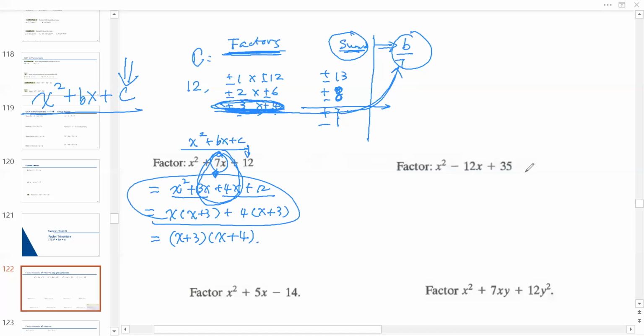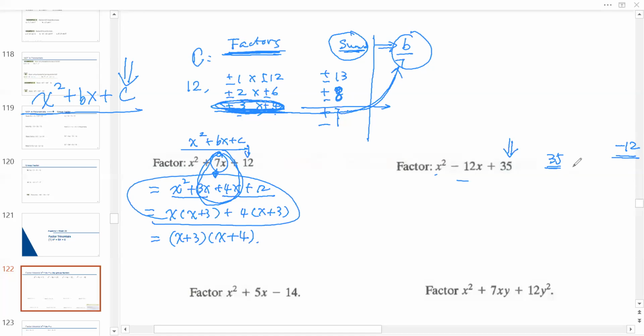All right, let's see another one here. So this is x squared minus 12x plus 35. So first, this is c, right? The constant number. We factor this one first. 35. We want to find factors whose sum should be negative 12. Did you see that? If we factor 35 into 2 numbers and the sum of them is negative, the 2 factors should both be negative, right?